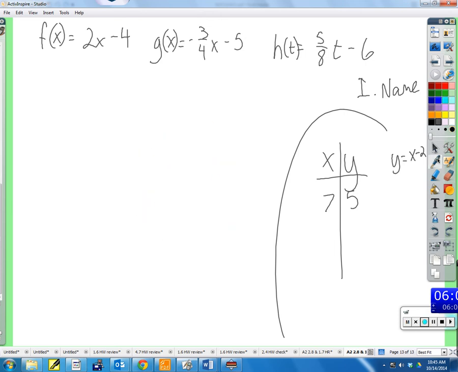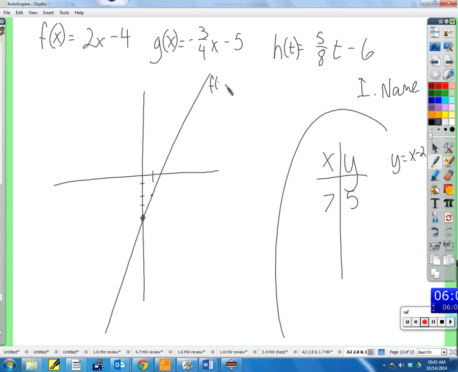I'm going to graph these really quickly. So we got a y-intercept of negative 4, slope of 2. There's that. What's that? That's f of x. That's the function. Or you might see just the letter f. That definitely is enough to tell me which line belongs to which function. Negative 5, slope of 3 over 4. Yep. This one is g. And negative 6, slope of 5 eighths. That graph is the graph of h of t.